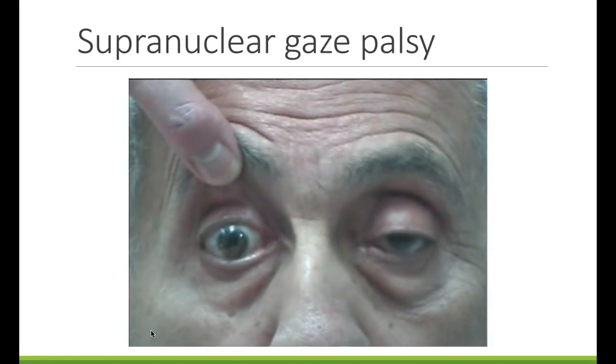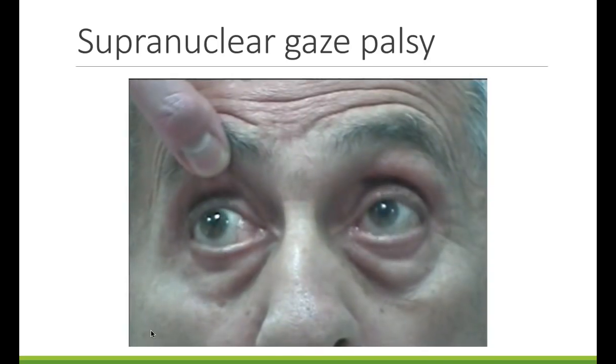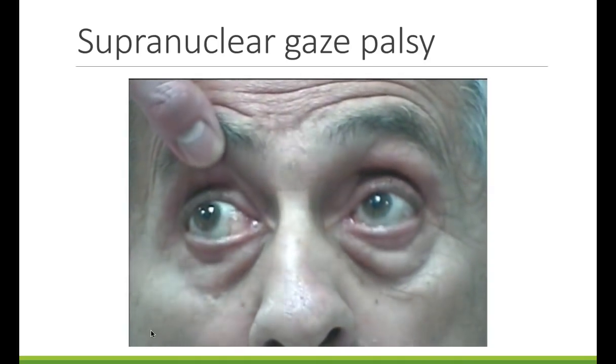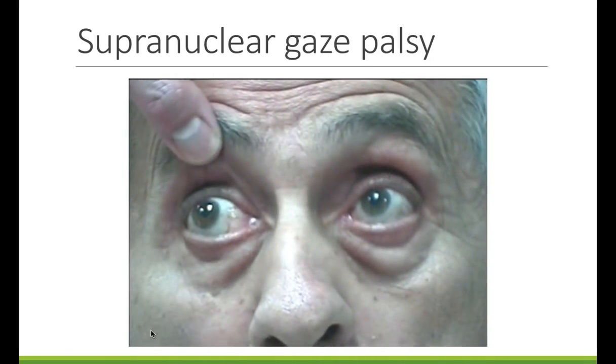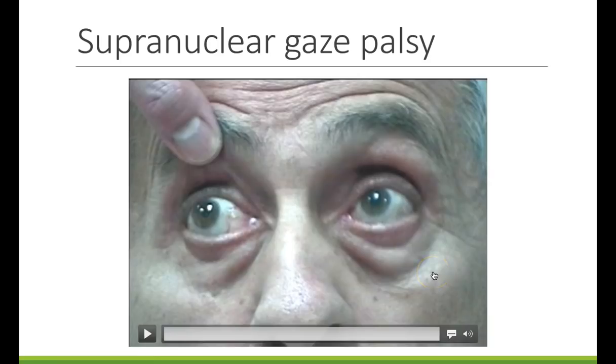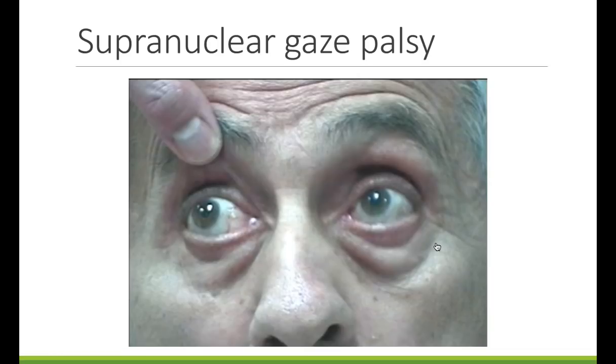So what this is indicating is that when he is told to look up, you can see his eyebrows furrowing as he's trying to raise his eyebrows or raise his eyes, but the eyes do not go up. What is happening is that the signal coming from the cortex is actually being blocked in the midbrain.